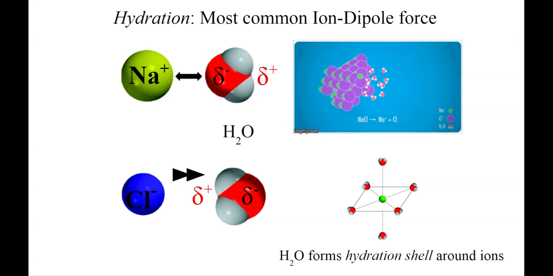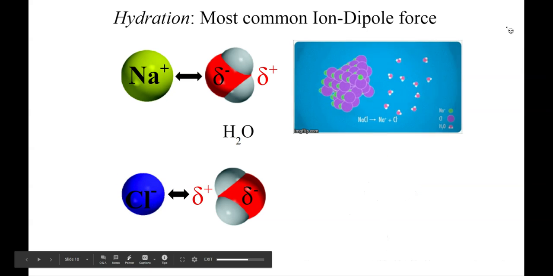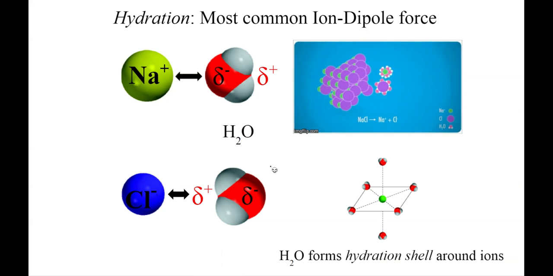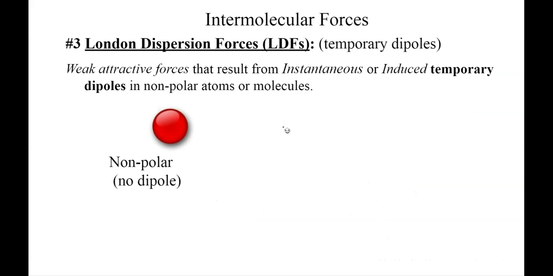What you'll find is the partial negative on the oxygen will surround the positive ions, and the hydrogens, which are partially positive, will surround the negative. The partial positive of hydrogen can interact favorably with the negative of the chloride. Again, these are ion-dipole forces. So know that when you dissolve an ionic compound in water, it forms these hydration shells that have ion-dipole forces. It's still technically opposites attracting, except instead of a positive and negative, it's a positive and partial negative, or negative and partial positive.